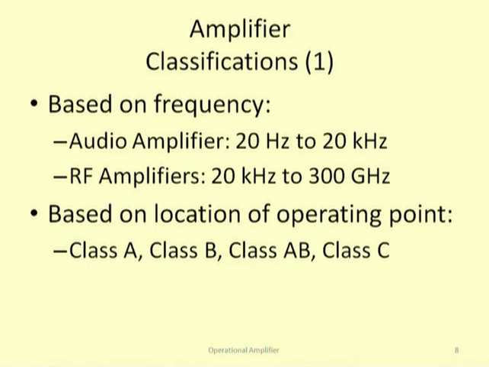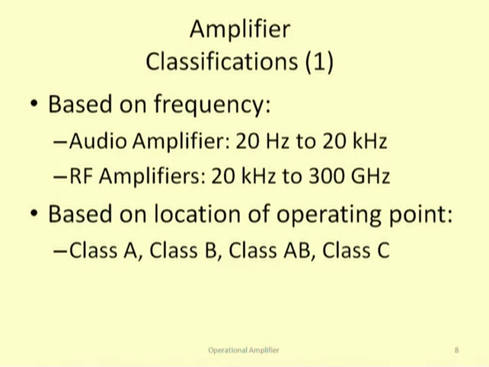In a Class B amplifier, the operating point is at the bottom of the load line, and there the conduction will be taking place just for 180 degrees of the input signal. That amplifier is classified as the Class B amplifier.